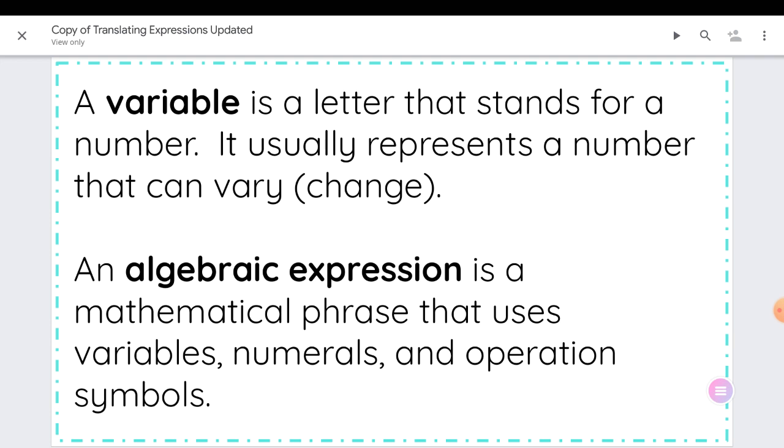Okay, so the first slide says a variable is a letter that stands for a number. Is that new news or old news? Old news. It usually represents a number that can vary or change, meaning in one problem x could be equal to 7, in one problem x could be equal to 9. It doesn't always represent the exact same number. That's why they call it a variable. An algebraic expression is a mathematical phrase that uses variables, numerals, and operation symbols.